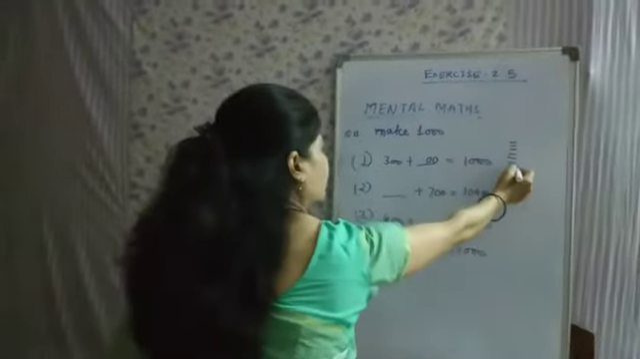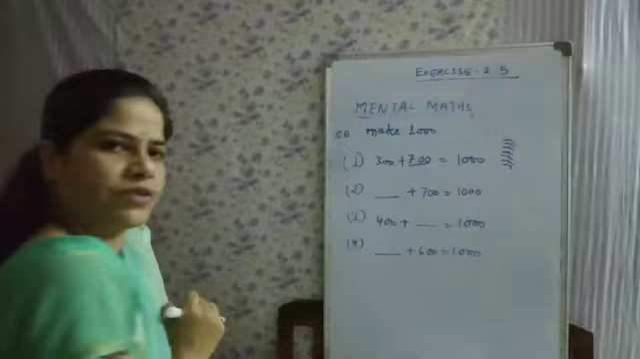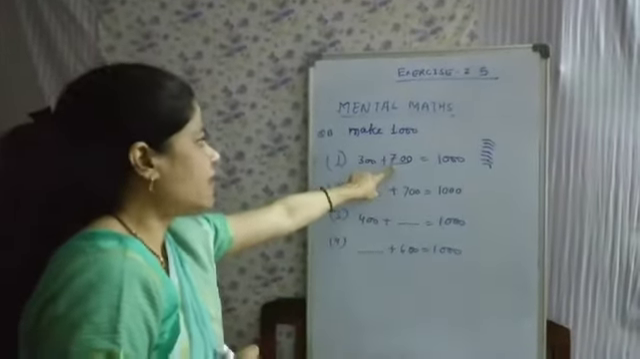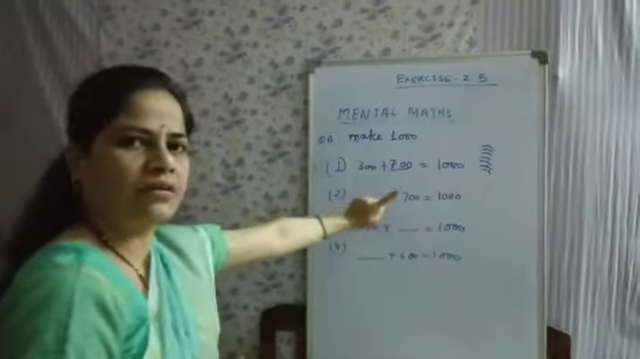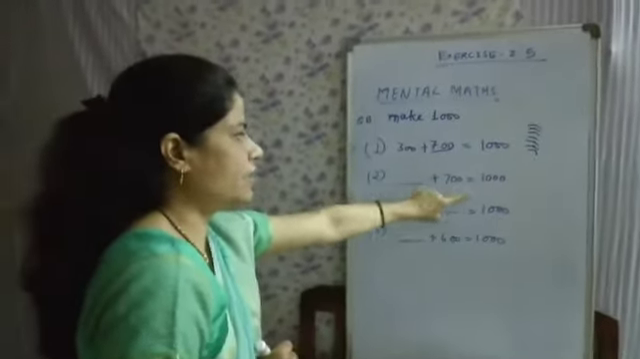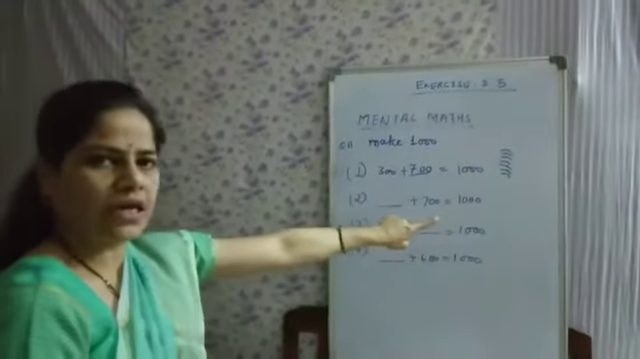How many lines here? 1, 2, 3, 4, 5, 6, 7. So write 7 after 2 zeros. What will you get? 700. So when you add 700 and 300, you will get 1000. Now second one is dash plus 700 equals to 1000. Which number you will add in 700? That you will get 1000.